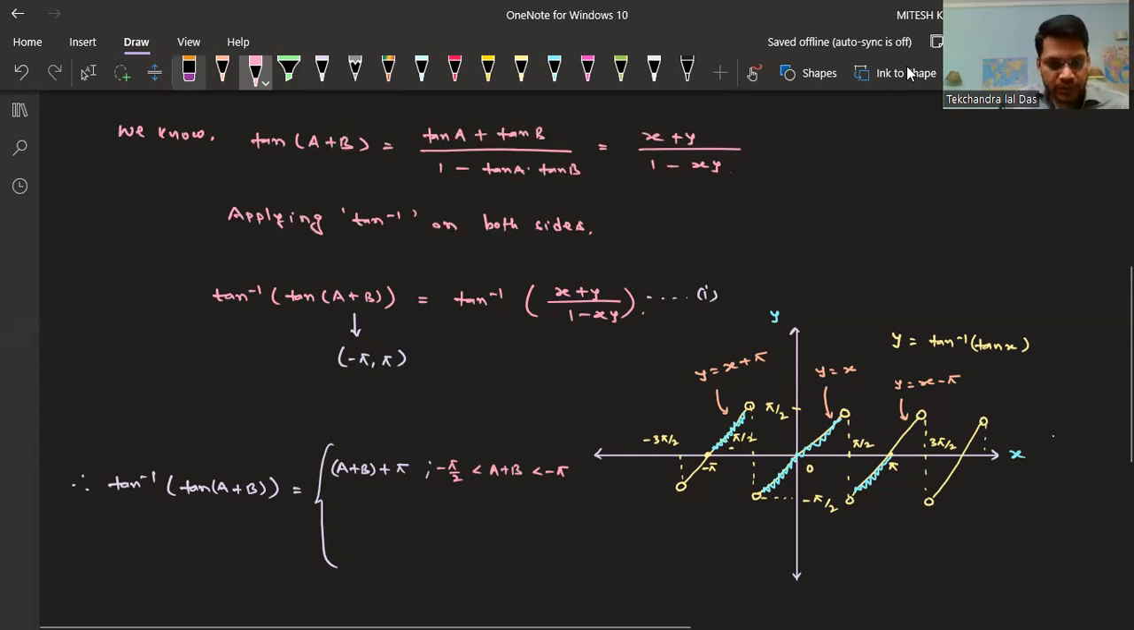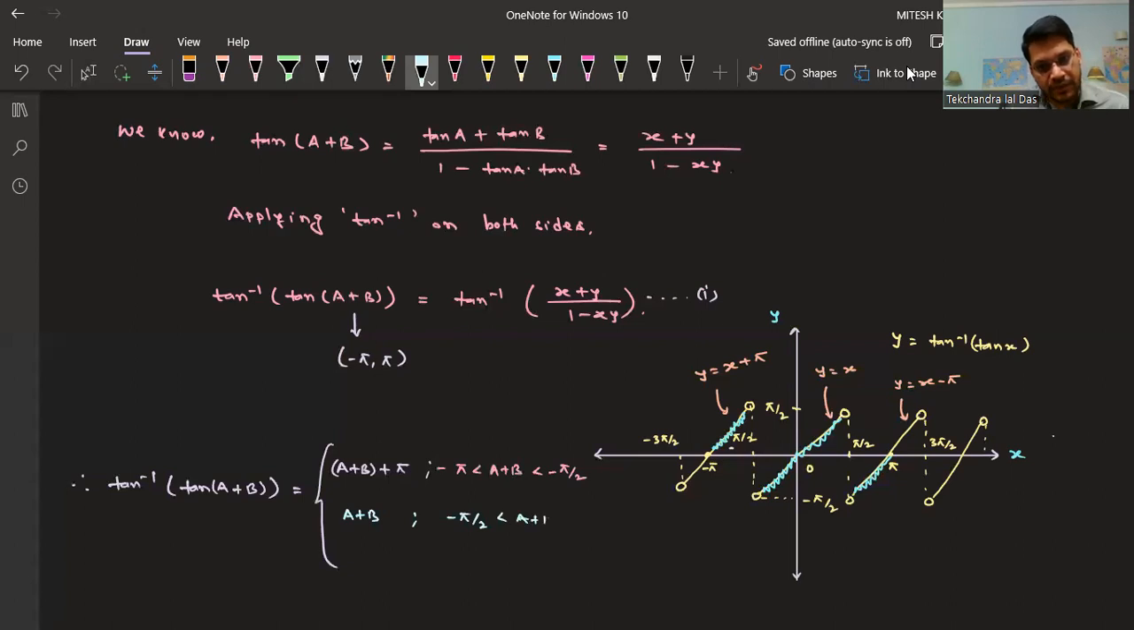Next we have the next branch. This is y equal to x, so this is simply a plus b. And this is for which x value? Minus pi by 2 to plus pi by 2. So if a plus b lies between minus pi by 2 to plus pi by 2, then the value of tan inverse of tan a plus b is a plus b simply. Again, clearly this next branch is a plus b minus pi, and this is for which value of x? That is pi by 2 to pi, so a plus b will lie between pi by 2 and pi.